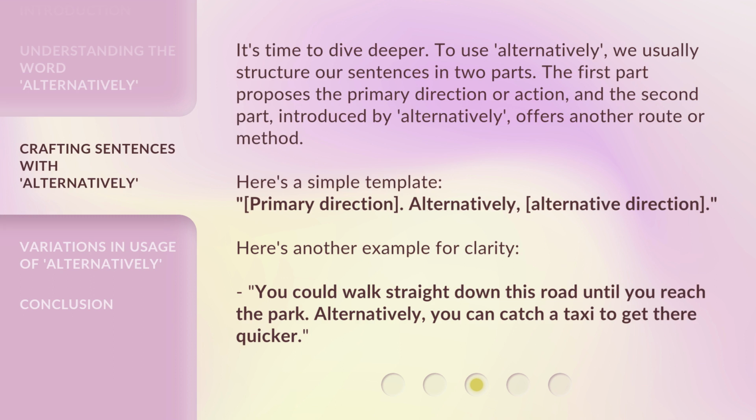Here's another example for clarity. You could walk straight down this road until you reach the park. Alternatively, you can catch a taxi to get there quicker.